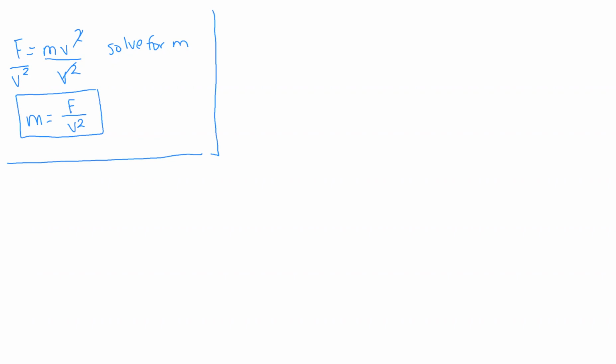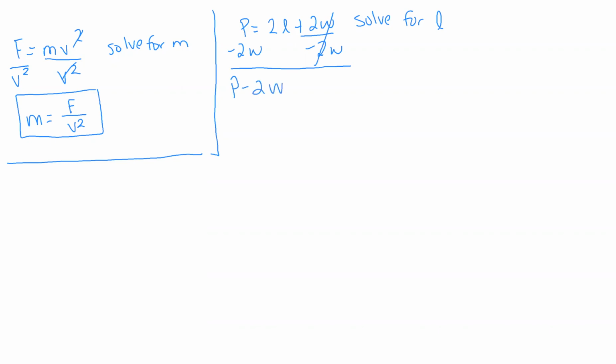All right, let's keep trying examples. Let's say that I have P equals 2L plus 2W. And for this one, I want to solve for L. Okay, so the first thing I want to do here, since I have multiple terms, is isolate the term that contains the L. So right here, I've got 2L plus 2W. I need to get rid of the 2W. Since 2W is being added, the way I undo addition would be subtraction. So I would subtract 2W from both sides. The 2W's cancel on the right, leaving P minus 2W equals 2L.